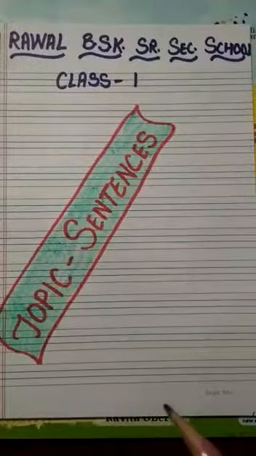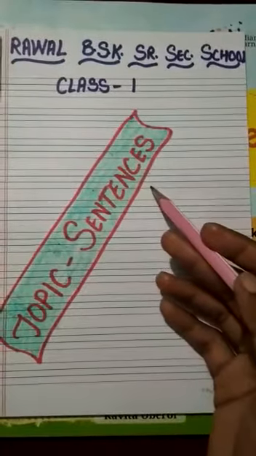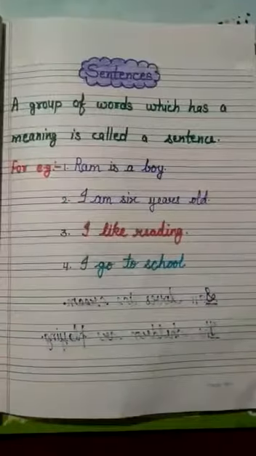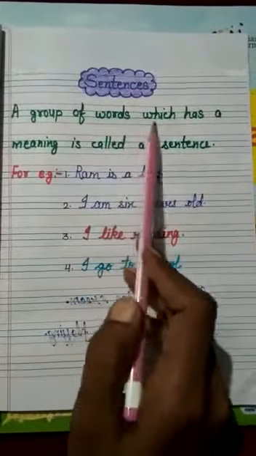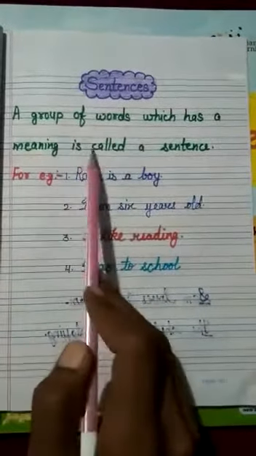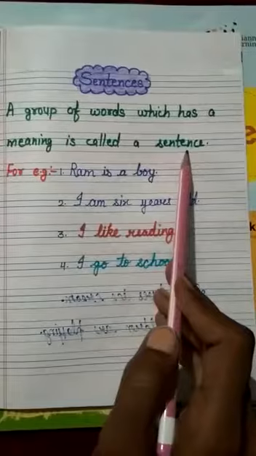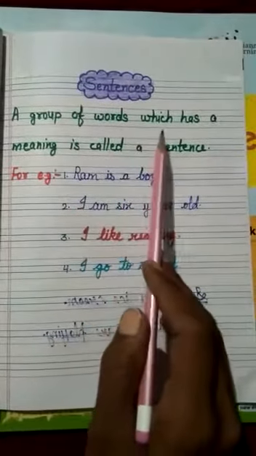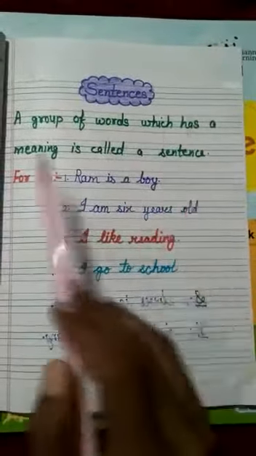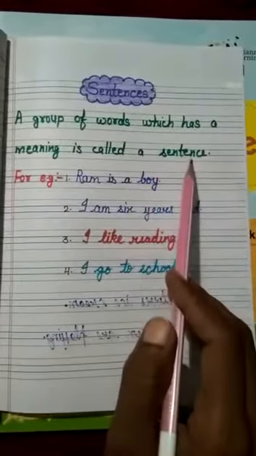Topic: Sentences. What is a sentence? A group of words which has a meaning is called a sentence, or we can say that the group of words which makes a sense is called a sentence.